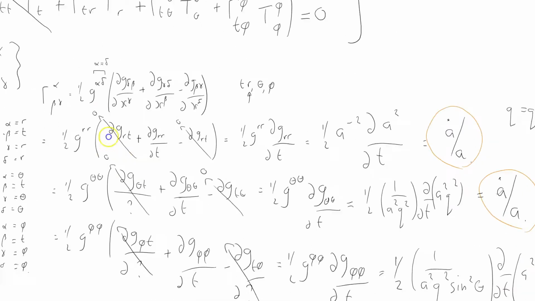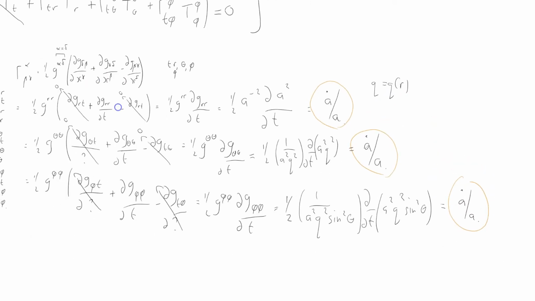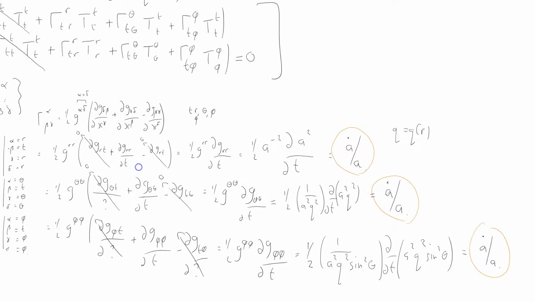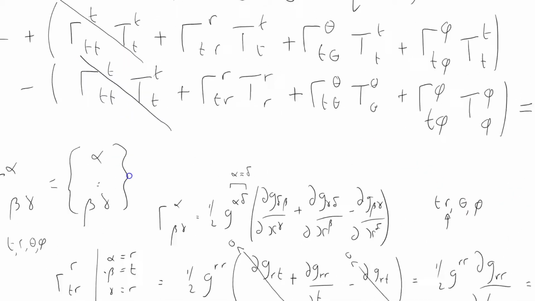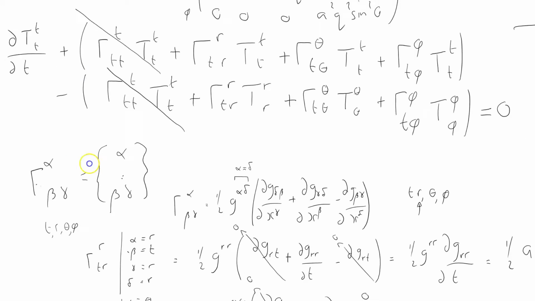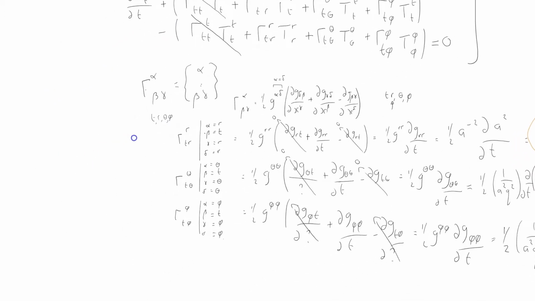And my life has suddenly become a lot easier, because although the Christoffel symbols are non-zero, they're all of this rather simple form here, a dot over a, and in particular they're all the same. So that means that I can evaluate this expression here much more easily than one might expect. So let me just do that.